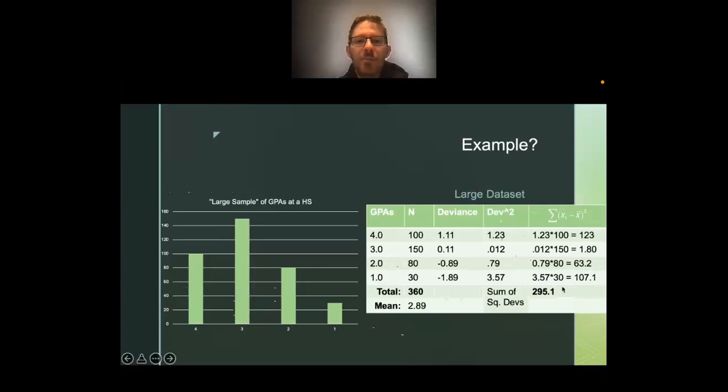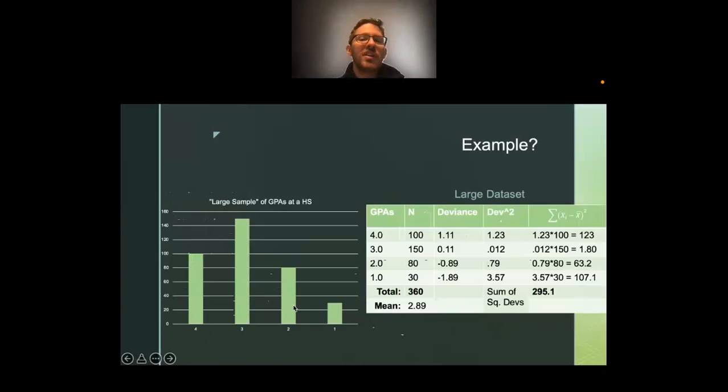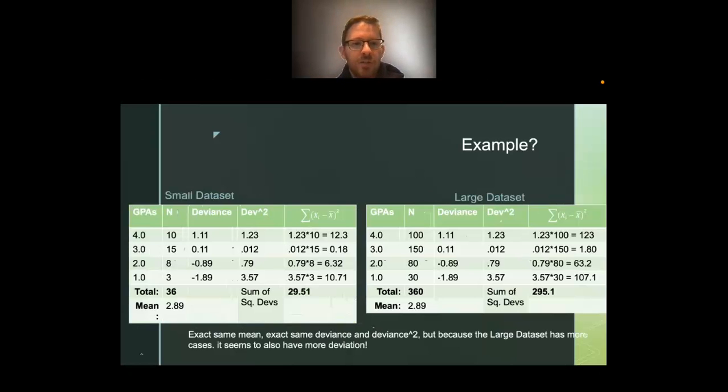But when you add them all up, because you're adding up so many more, it looks like the sum of squared deviance for the large data set is way more, 295, than 29.5. So using the sum of squared deviance really just makes it look like bigger data sets have more variance, when in fact they have the same amount of variance. Okay, so here's a side-by-side comparison. So 29.5 to 295.1.